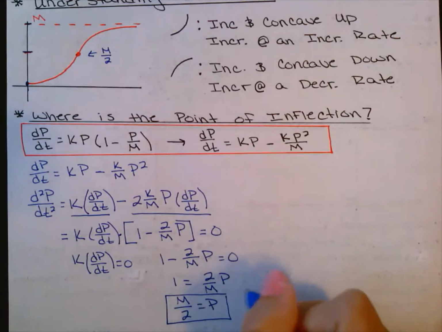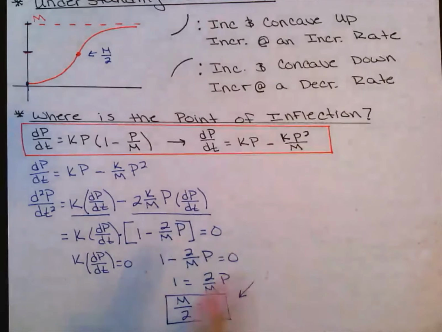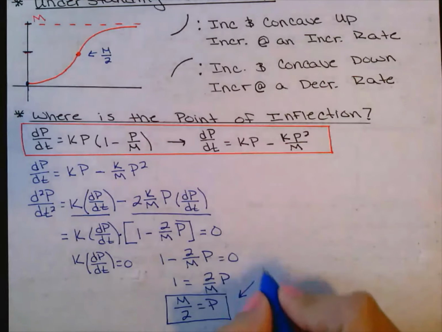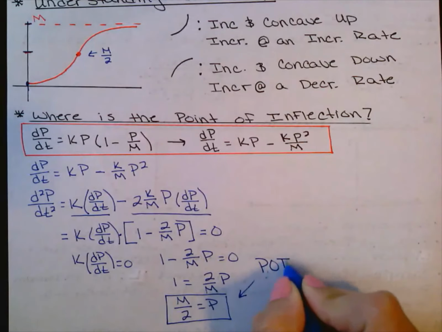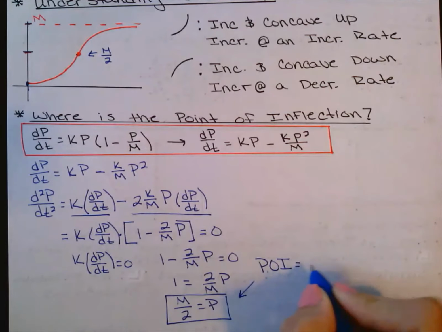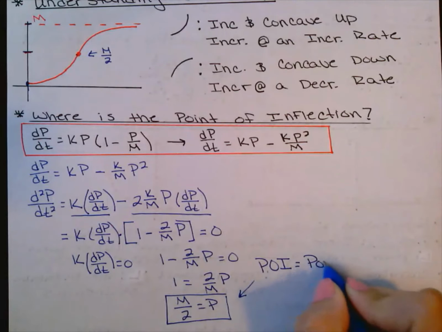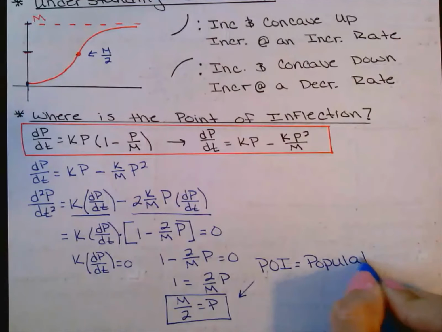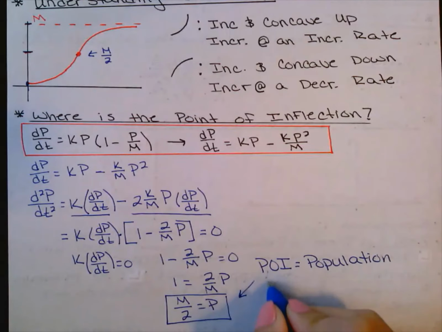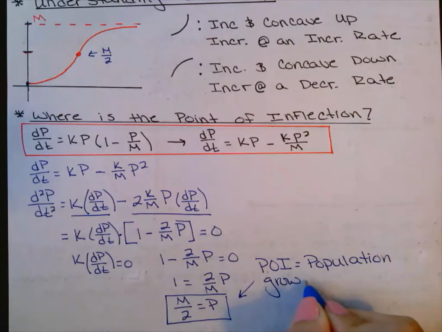So have this memorized, guys: half of the maximum amount, the carrying capacity, is going to be where my point of inflection is, which is where my population is going to be growing fastest.